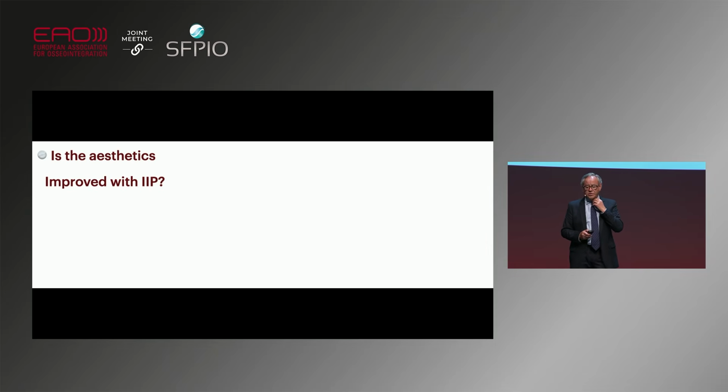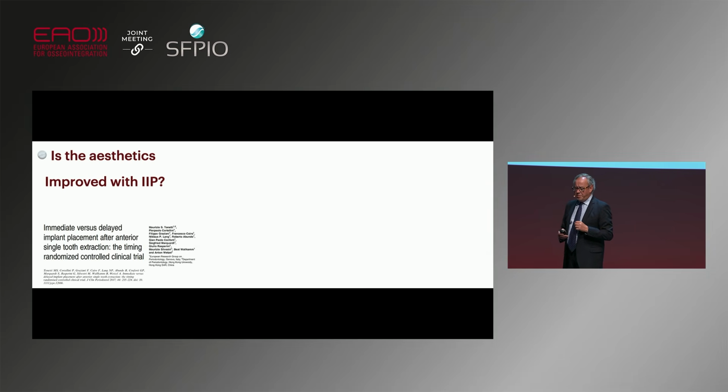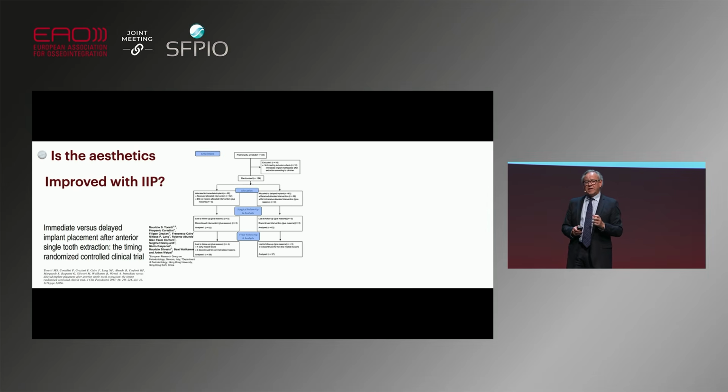And then the critical question. You can see that we can compensate the dimensional changes somehow by grafting the gap and by placing the implant in the appropriate position far away from the bone. And then the question, is the aesthetics improved with immediate implants? And I bring back probably the most important randomized clinical trial published comparing immediate versus delayed implant placement. And this is a study that was coordinated by Maurizio Tonetti, and as you can see, with a sample of 134 patients. Not easy to have clinical trials of this amount of people.